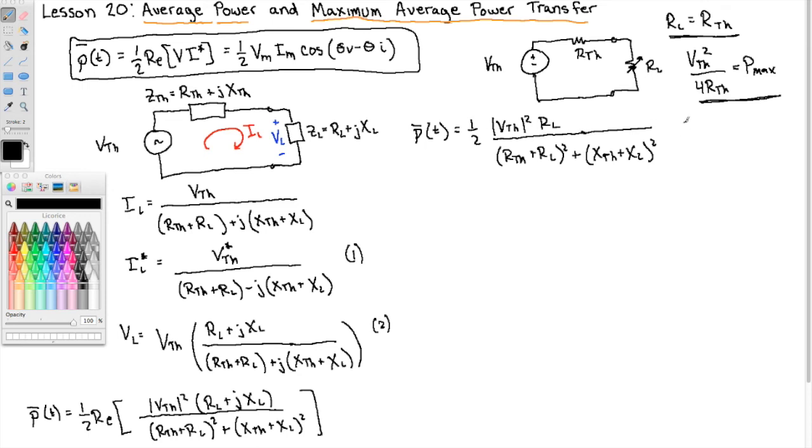Alright, so I'm going to label this as equation 3 so I can reference it. And equation 3 is what I want to maximize. So now we're going to say that our load impedance is variable. I can change RL and XL at will, and I want to know what RL and what XL maximize equation 3. So let's start with the partial derivative of P bar with respect to XL.